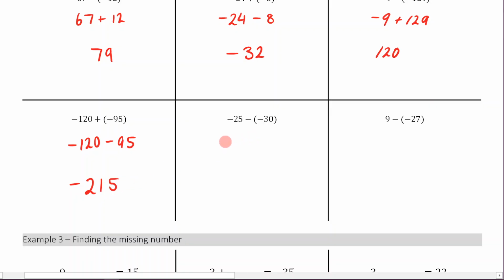I come over here, this is going to be negative 25 minus a negative, plus 30. So my answer is going to be 5. And then here, it's going to be plus as well, 9 plus 27. So that's going to be 36.